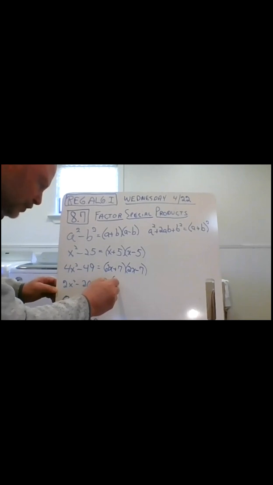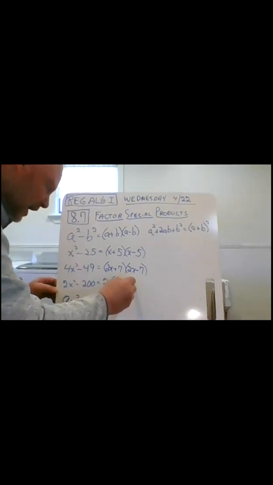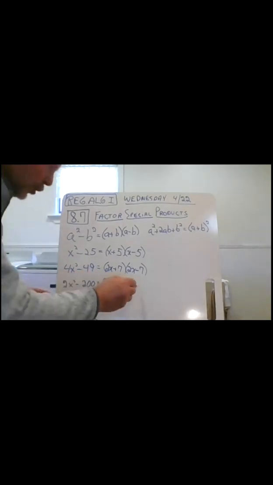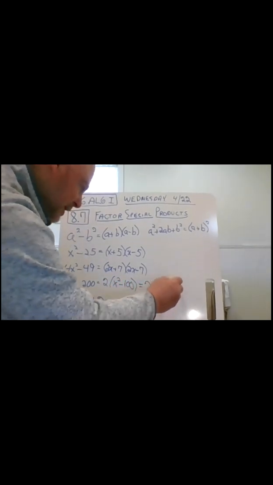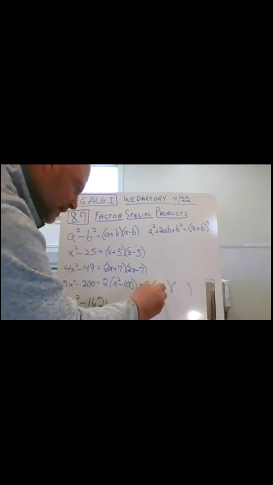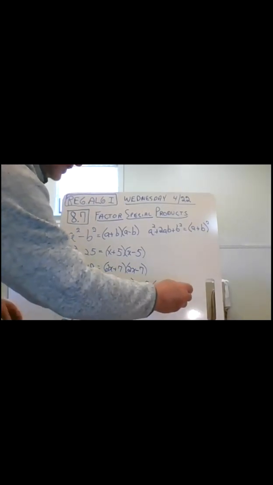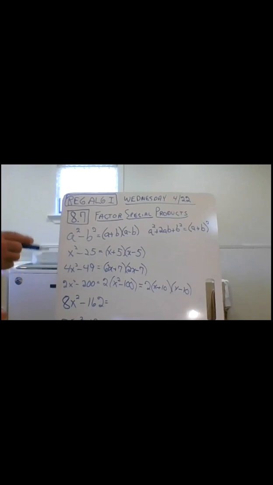When you take the 2 out, you're left with x squared minus 100. Now, we have factored this into a product, but it's not completely factored because this expression is a difference of squares and it can be factored. So to complete this problem, you have to factor this. And so you write down the 2, and then what is x squared minus 100? It's x plus 10 times x minus 10. And this is the final answer. That is completely factored.